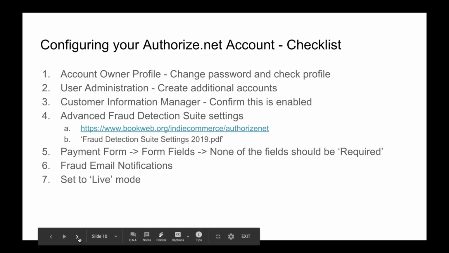Next, a checklist of how your authorized.net account should be configured. So first, again, check your profiles. Make sure the information is correct, change your password, and set up new accounts for additional staff members. And make sure your customer information manager feature is enabled. This is a requirement for you to work with IndieCommerce websites.